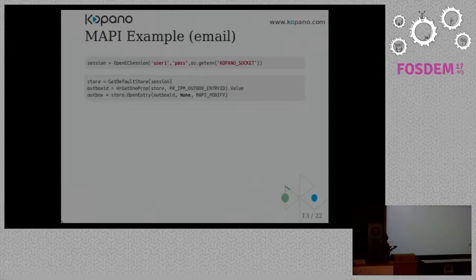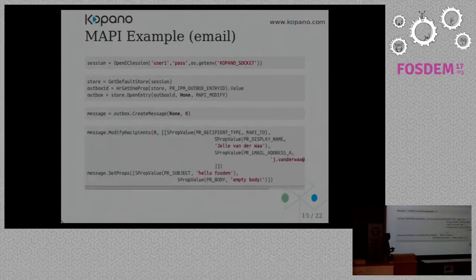The outbox folder has a unique identifier, so you have to ask the store, where's the outbox folder? Once you have the ID, so you get the property, you open the outbox folder, then you can create a message. Oh, that was quite easy. But then you need to set recipients, and that's a lot of code, and this is only for the recipient. So if you want to add a CC or BCC, you have to write even more code. And then you have to set your subject and your body, and then you can submit the message.